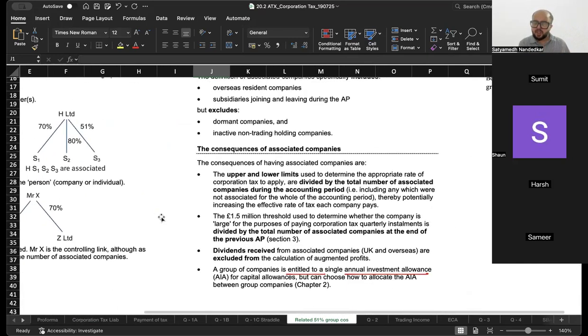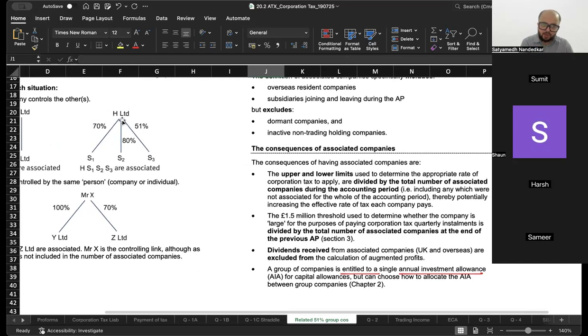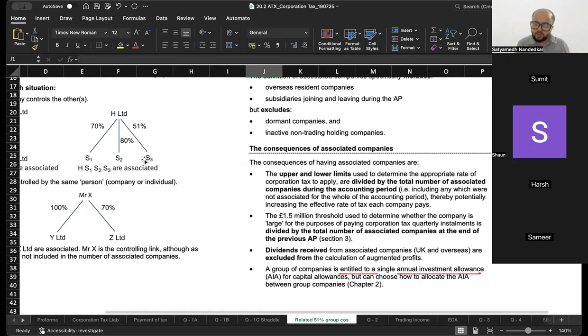When you have associated companies, the upper and the lower limits get reduced. They are divided by the total number of associated companies during the accounting period. So if H, 1, 2, 3 and 4, divide the upper limit and lower limit by 4 and you will get your value. Okay, divide the upper limit and lower limit by 4 and then you will get the revised upper limit and lower limit. Then check whether your augmented profit lies between the revised upper and lower limits.